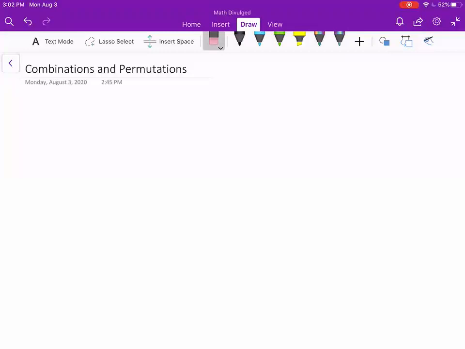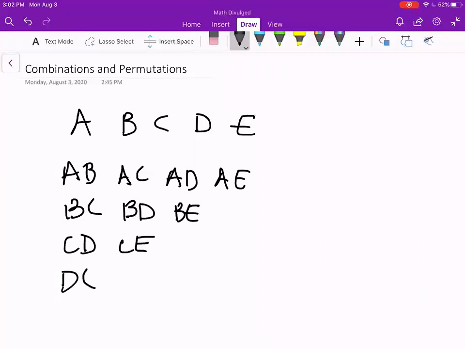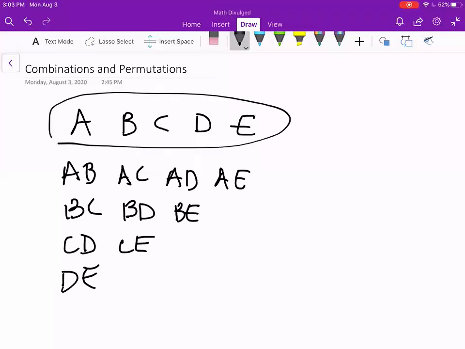The difference between the two is that with combinations, the order doesn't matter. So if again I have A, B, C, D, E, and I want to choose two of them, then the number of ways to do that without ordering would just be AB, AC, AD, AE, and then we have BC, BD, BE, CD, CE, and finally DE. This gives us a total of 10 ways to choose two letters out of these 5, and we don't care about the order.